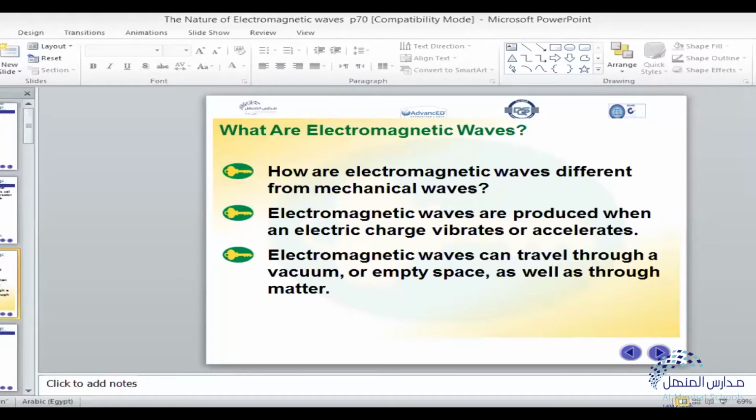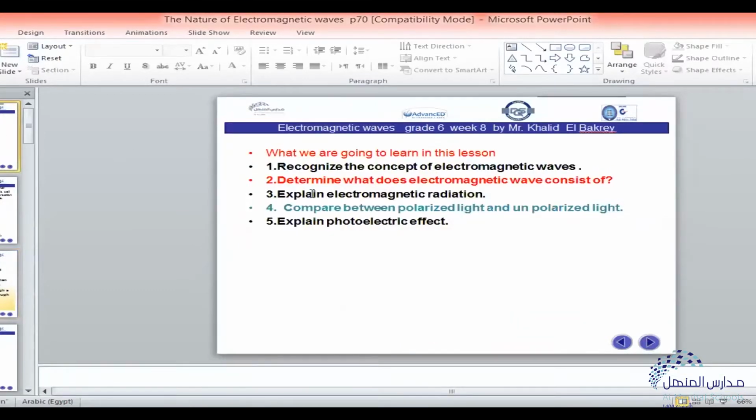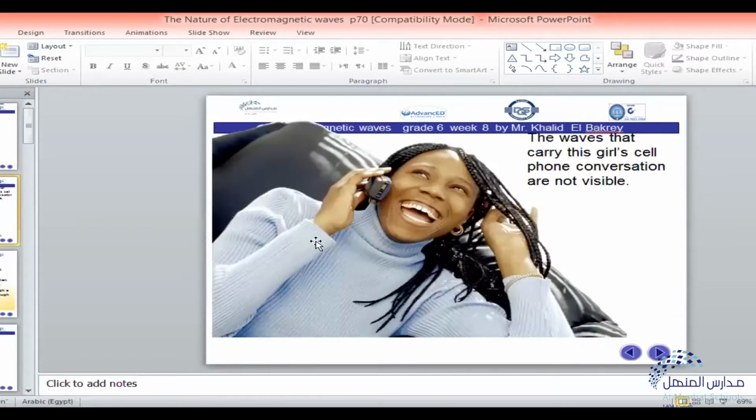First, we should learn what we are going to do through this lesson, or what we are going to learn after this lesson. Number one, recognize the concept of electromagnetic waves. Number two, determine what electromagnetic waves consist of. Explain electromagnetic radiation. Compare between polarized light and unpolarized light. Explain the photoelectric effect.